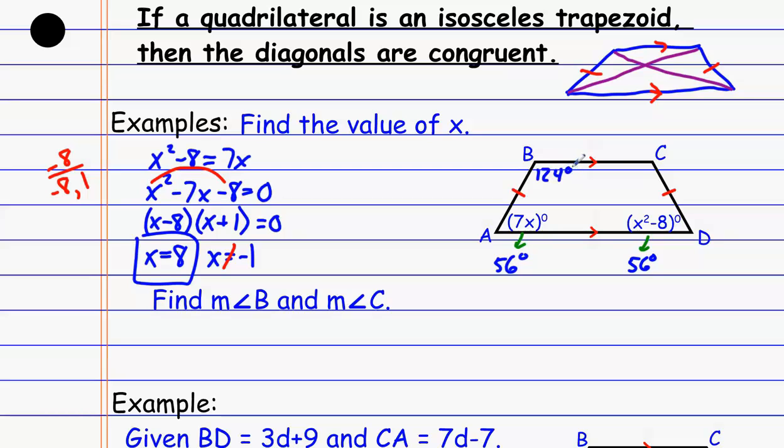And since we know that B and C are base angles of an isosceles trapezoid, those are congruent as well. So this is 124. This guy's also 124. And again, that's just because looking at this thing, I see parallel lines. I have same side interior angles. They're going to be supplementary. Okay?